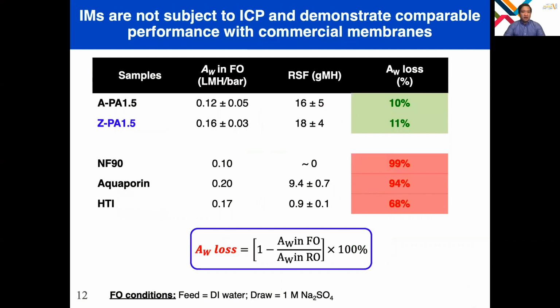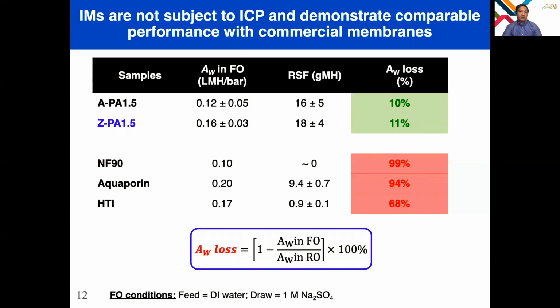We also compare our membrane with commercial membrane, including FO membrane such as aquaporin and HTI membrane. Our membrane, even though it exhibits similar water permeance, has higher reverse salt flux during FO as compared to commercial membrane. However, our membrane is not susceptible to ICP, indicated by the low loss in water permeance, which is only around 10%, as compared to other membranes which are 60% and higher.